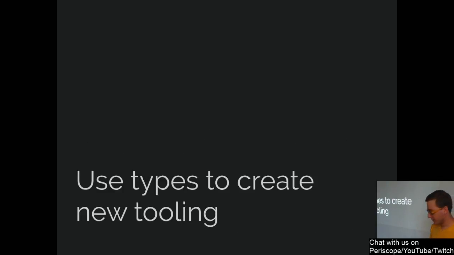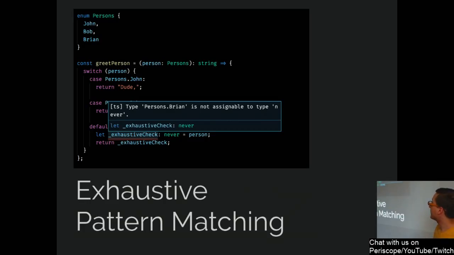Here is the thing that really gets me about TypeScript: you can use types to create new tooling. Here are some examples. Exhaustive type matching, which is exhaustive pattern matching. This is a feature that is not available in JavaScript. It's just not supported by the language. TypeScript allows us to do that.